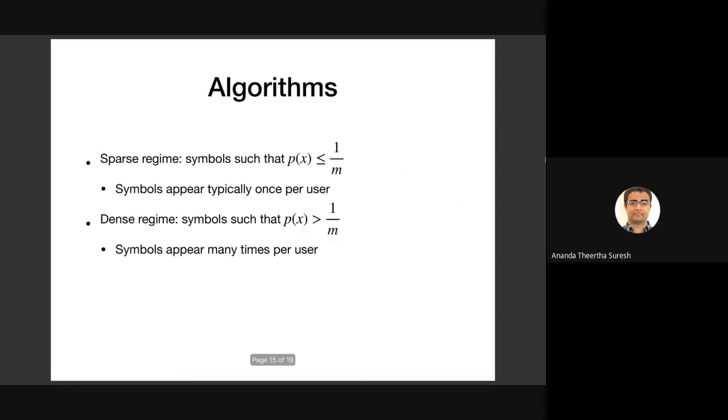Let me move on to the algorithms. Our main observations are as follows. We first consider two cases, sparse regime and dense regime. In the sparse regime, we only look at symbols whose probabilities are small, say p of x is less than 1 by m. Since each user has m samples, typically most symbols appear either 0 or 1 times per user in this regime. The second regime we look at is a dense regime, where symbols have probability bigger than 1 by m. Here, the symbols appear many times.